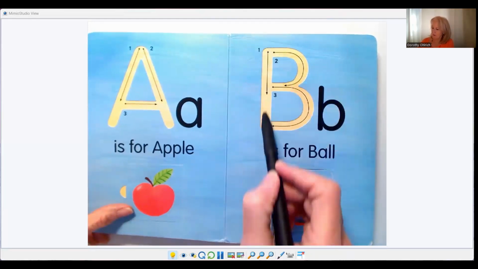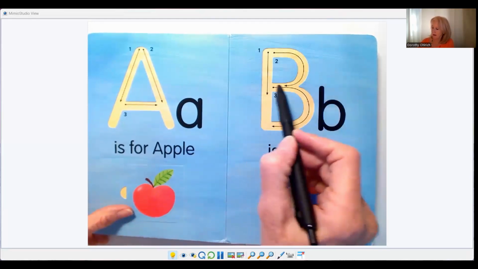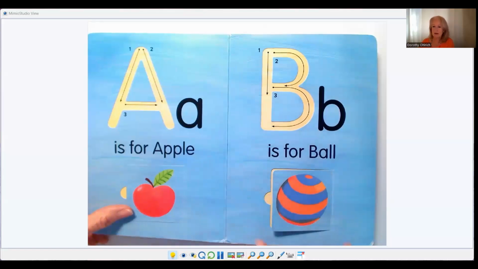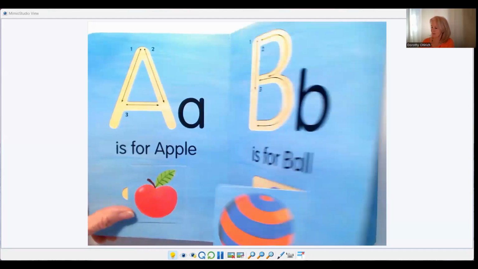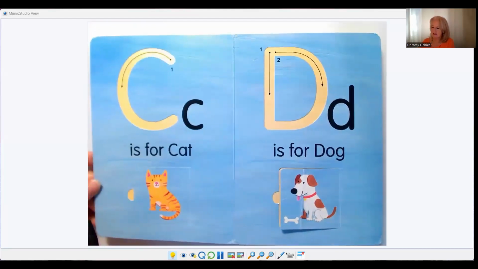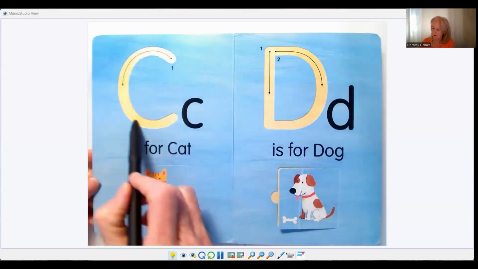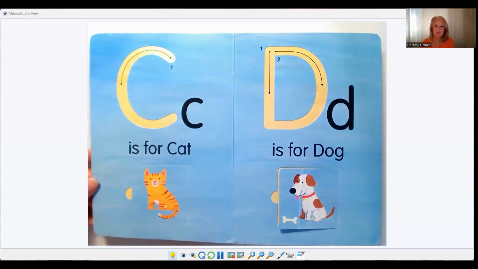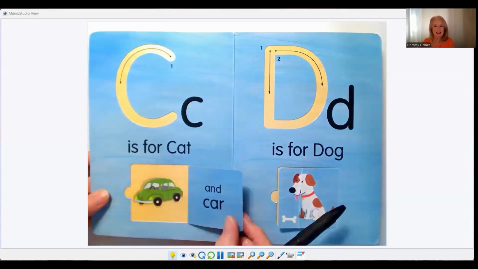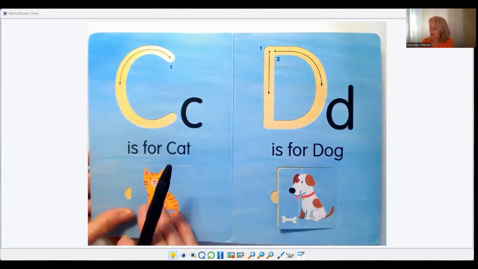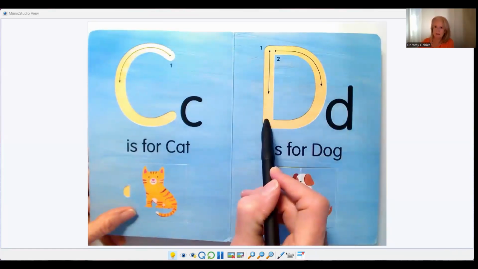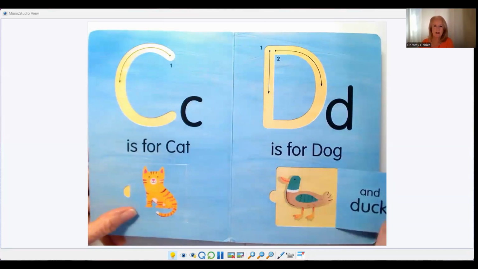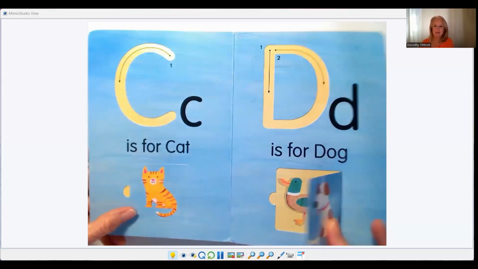B goes down, curves around and around. B is for ball and bee. C curves around. C is for cat and car. D goes down and curves around. D is for dog and duck.